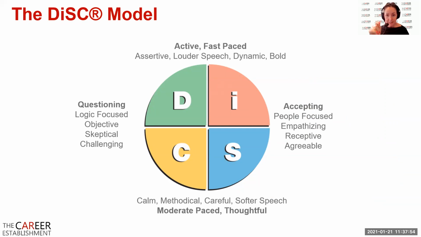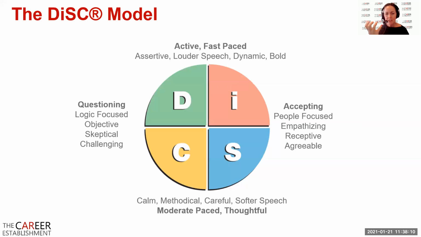You'll probably see a lot on the internet that don't have these behavioural tendencies around them. So really simply, if you were to not take the assessment and you were to look at behavioural tendencies of active, fast-paced, assertive, louder, this is how someone shows up at work.